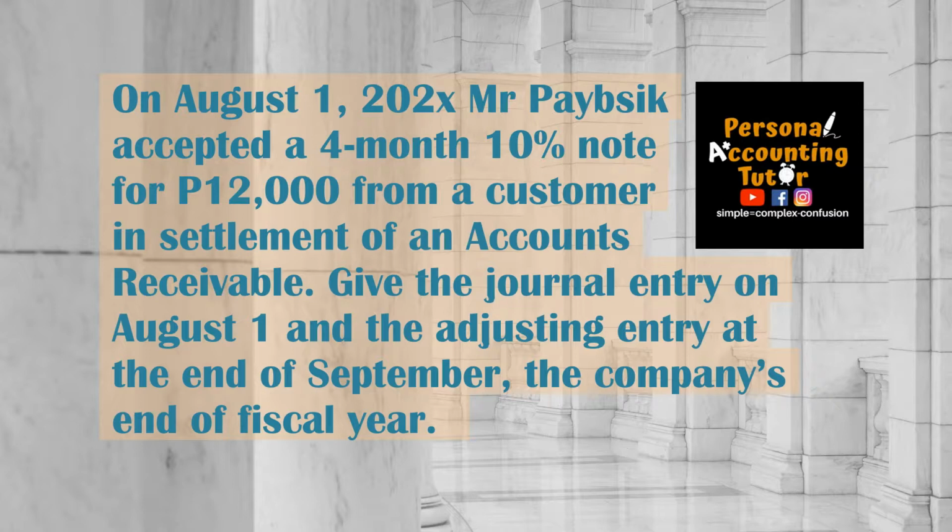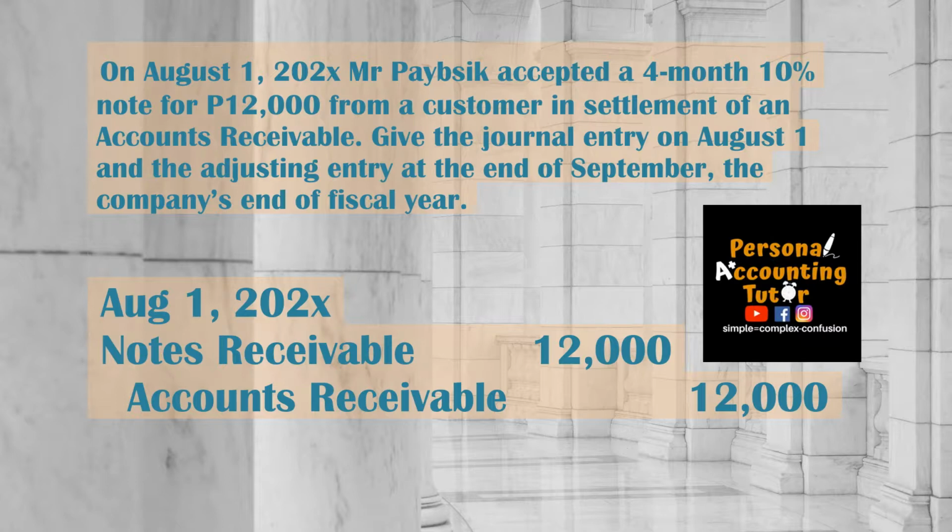Answer will be: August 1, debit notes receivable 12,000, credit accounts receivable 12,000. This entry means we are eliminating the AR, that's why it's credited, but we are replacing it instead with notes receivable or NR, now debited to reflect the transfer from AR to NR.